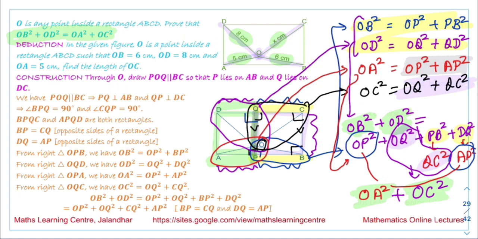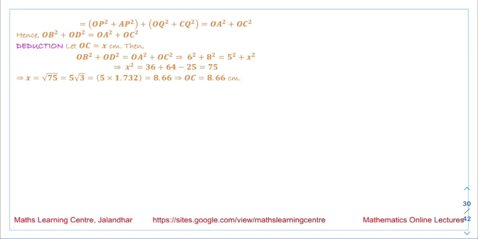Now we are left with the deduction part and the calculation. These are shown on our next slide. So we have to calculate the value of OC, that is equal to X, and the formula now we have is OB square plus OD square is equal to OA square plus OC square.